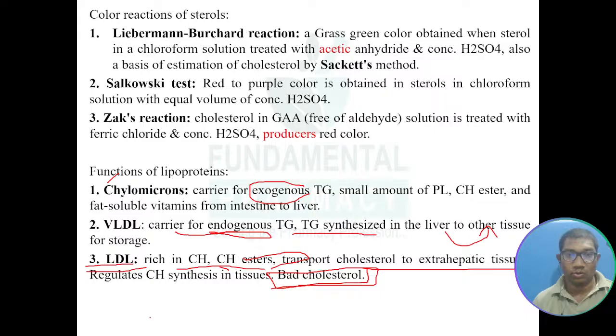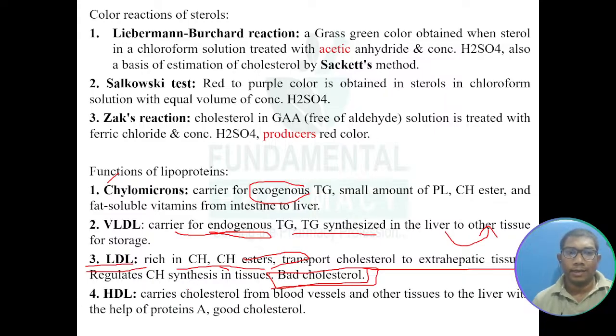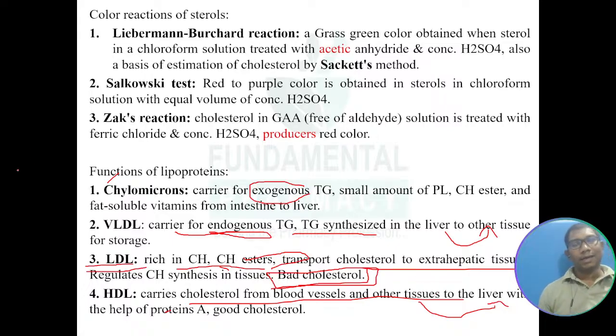That's why bad cholesterol. Now HDL carries the cholesterol from blood vessels and other tissues to the liver, for breakdown. What is the function of HDL? To transport the cholesterol. LDL transports the cholesterol from liver to the tissues, which is dangerous, which leads to atherosclerosis. That's why LDL is known as a bad cholesterol. But HDL carries the cholesterol from peripheral tissues to the liver. That's why it is a good cholesterol.